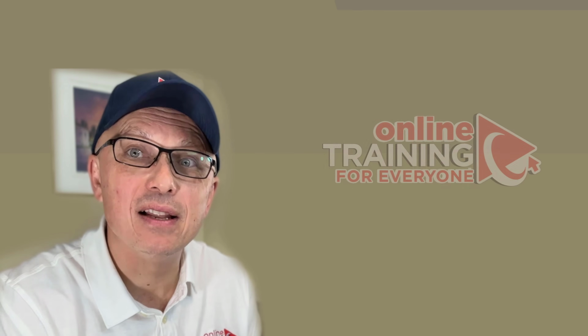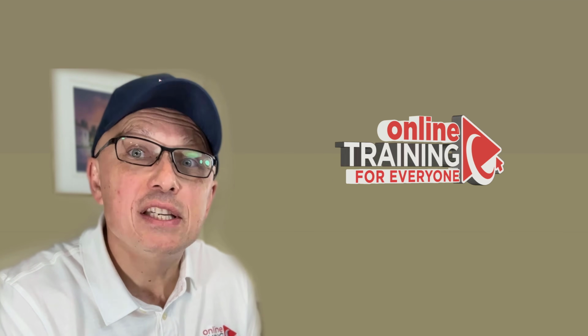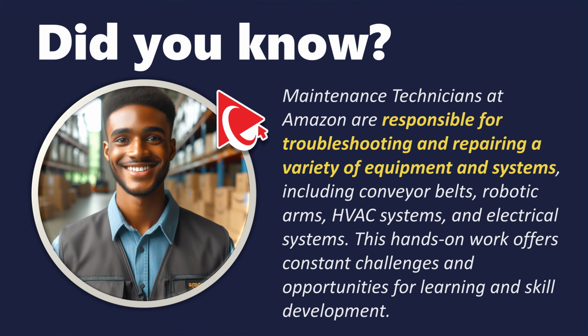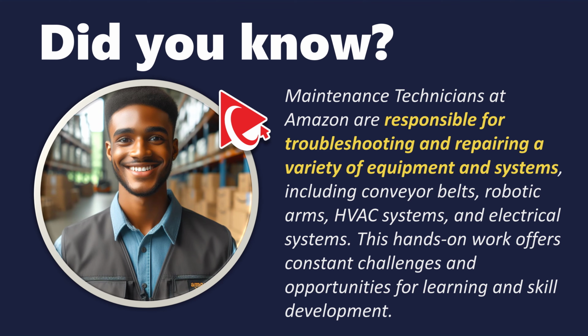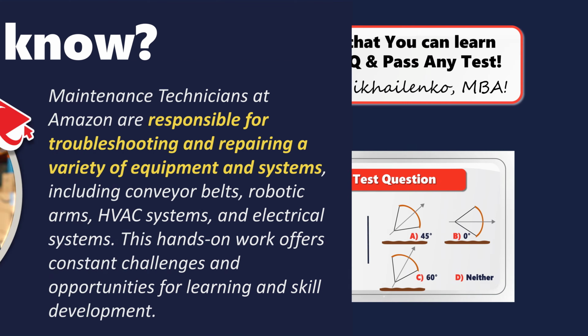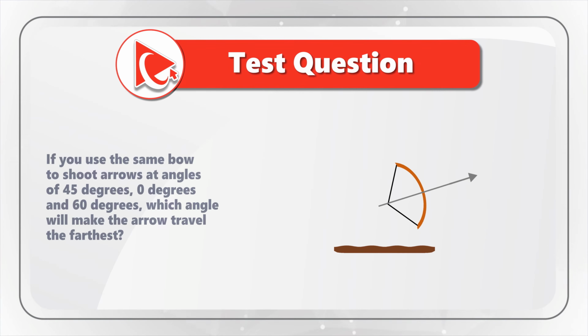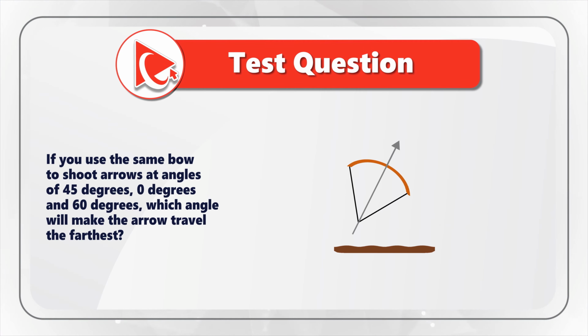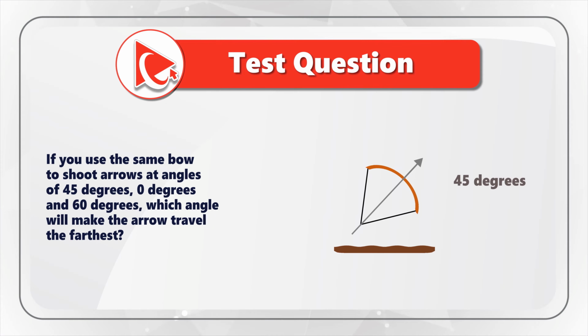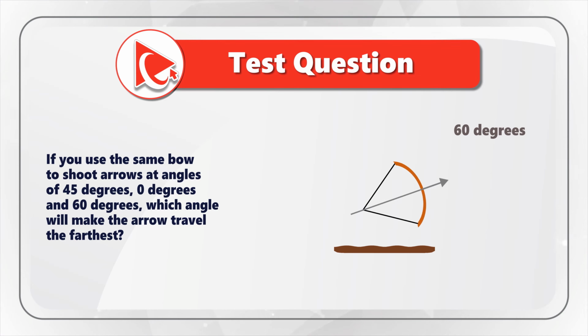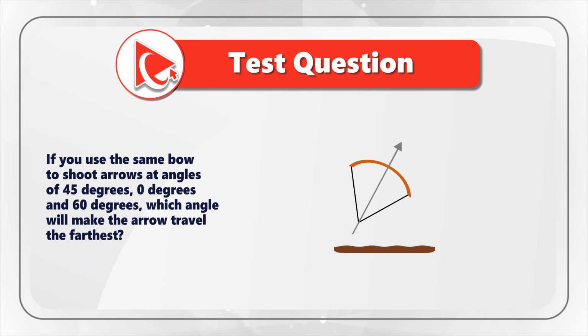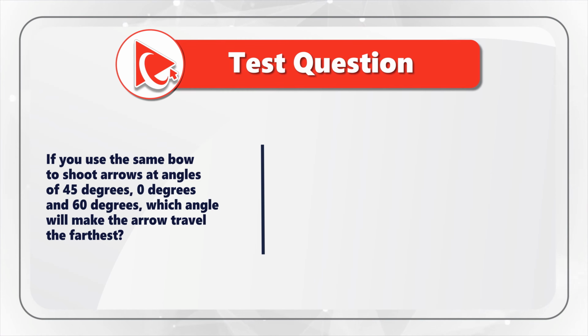Let's look at some sample mechanical aptitude questions we typically see on the test. I think this question is not just about engineering, but also about your critical thinking and analytical skills. If you use the same bow to shoot arrows at angles of 45 degrees, 0 degrees, and 60 degrees, which angle will make the arrow travel the farthest? You have four possible choices.